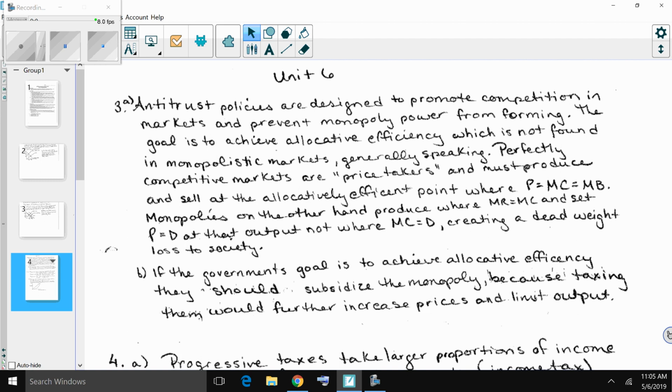All right, if we subsidize the monopoly, we can get them to increase their production output, and that would make us closer to our socially optimal production point, because we would not be limiting output and they wouldn't be charging the consumers the higher prices. All right.